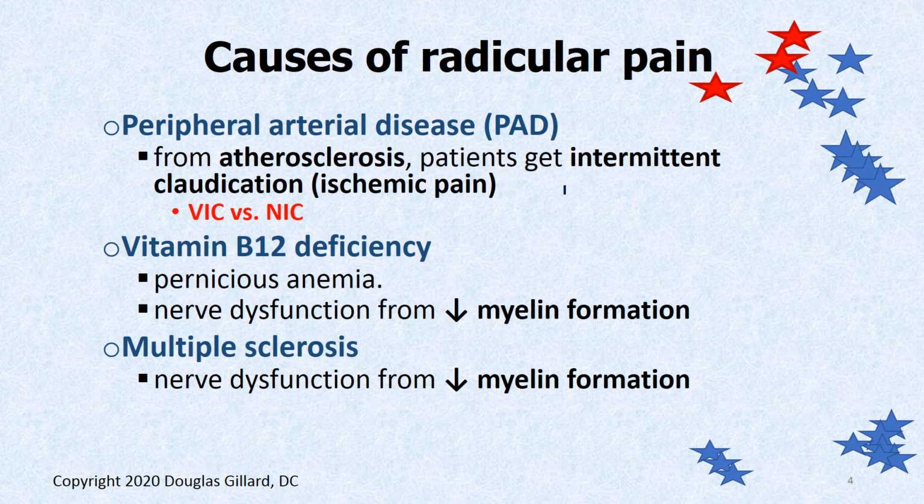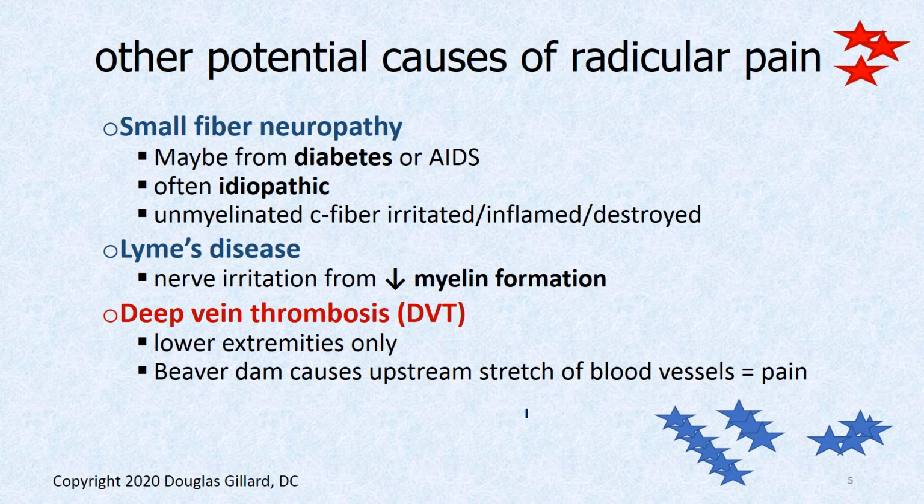Some other causes: peripheral arterial disease can emulate radicular pain as well, usually a bilateral pain where the pipes get clogged up with atherosclerosis. Vitamin B deficiency causes not only lower extremity radicular pain, but pain all over the place. Without vitamin B12, you cannot make or refresh the myelin, which is the insulation around the wires, around the nerves, and so they short circuit. Multiple sclerosis, the same thing. The myelin is degenerated and can't be replaced, and your nerves start short circuiting, and that hurts and causes pain.